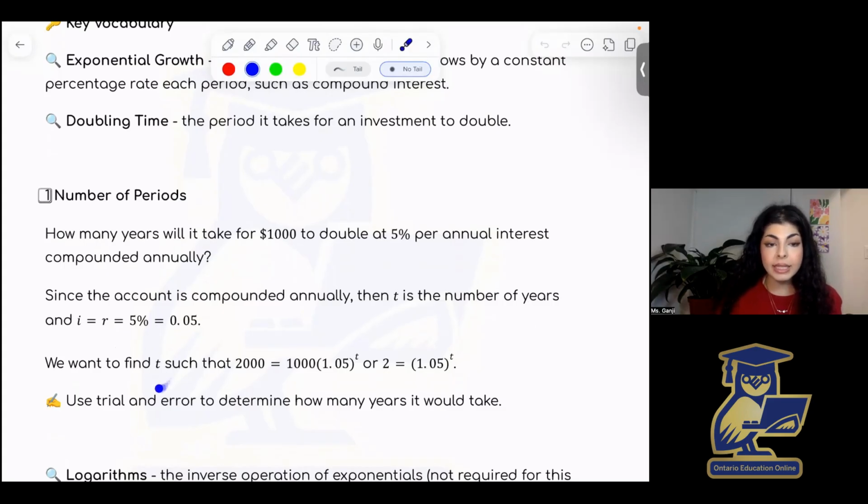So we want to find a t or n exponent such that we're going to have 2,000, which is double 1,000, because we want it to double, equal to 1,000 times 1.05, again, our rate here, to the power of t. And if I divide by 1,000 on both sides, or again, just thinking, I want this to double, right? So even if I invest $1 and for that to double to $2, it's going to be the same amount. So 2 is going to be equal to 1.05 to the power of t. So we want to know what this t is, or how many years it would take for it to double.